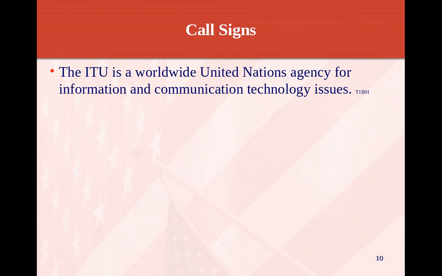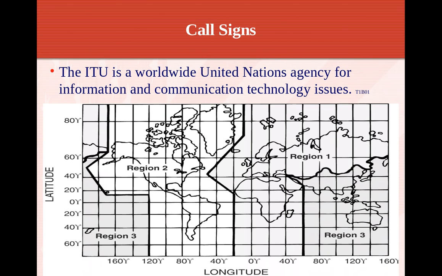The ITU is a worldwide United Nations agency for information and communication technology issues. So here are our different regions. Region 1 is Europe, Asia, Africa.